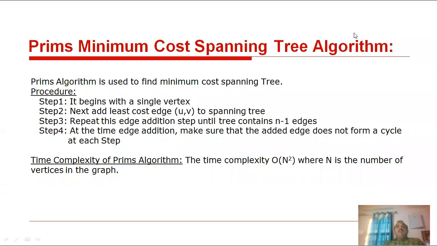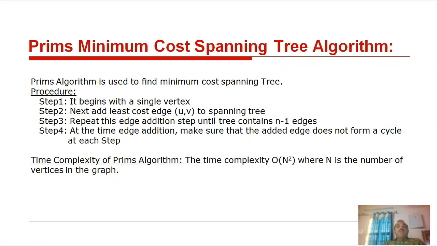Begin with a single vertex X. Next, add the least cost edge (u, v) to the spanning tree. Repeat this edge addition step until the tree contains n minus 1 edges. At the time of edge addition, make sure that the added edge does not form a cycle at each step.